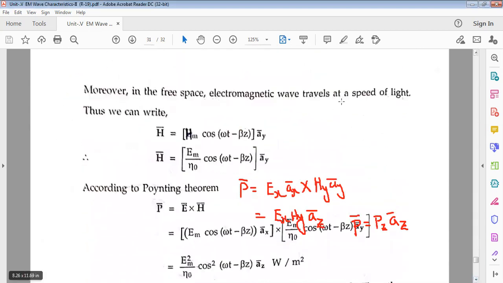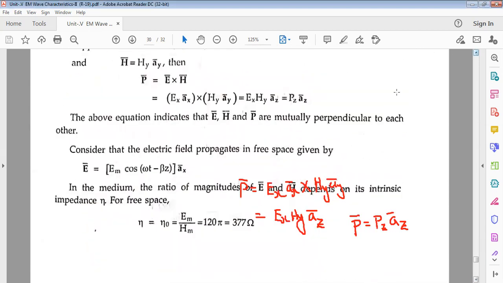Then we know, consider the electric field propagating in free space, given by E bar is equal to Em cos(omega t minus beta z) into Ax bar. Okay, we know this equation, the positive value, the Ax bar only.